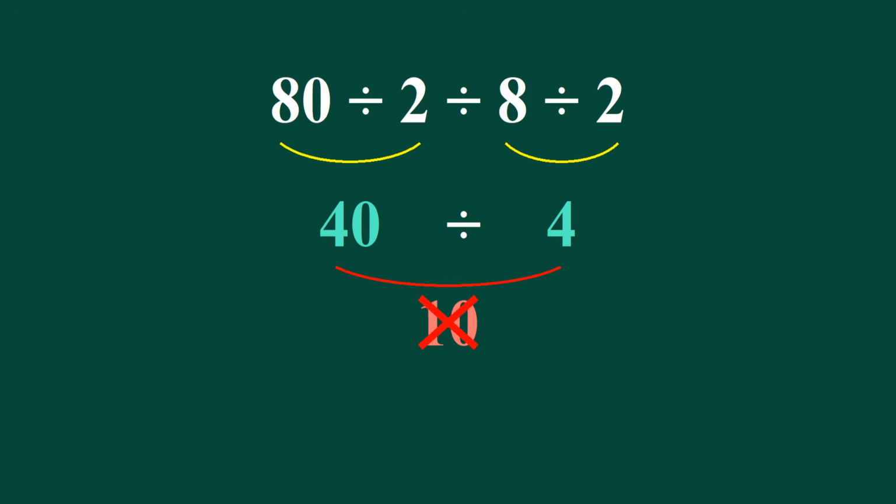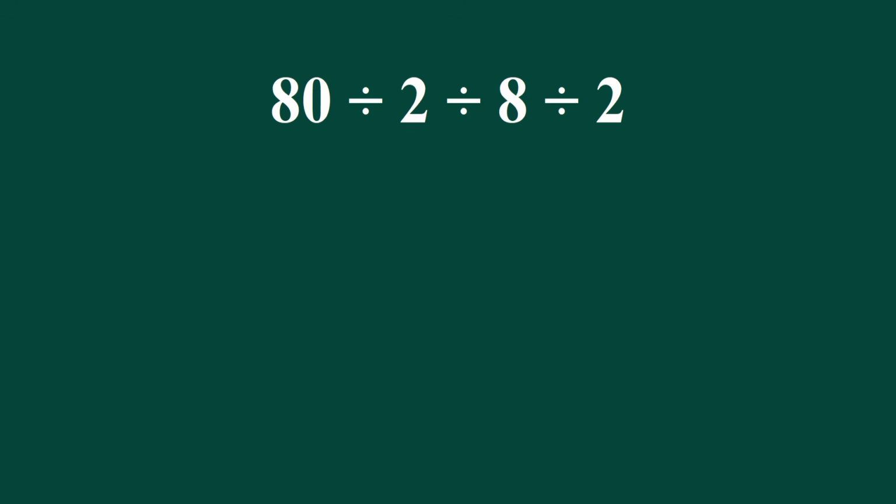So here first we have to do this division, then this division, and finally this division. If we do this division before this division, it's wrong. So first we have to do this division.